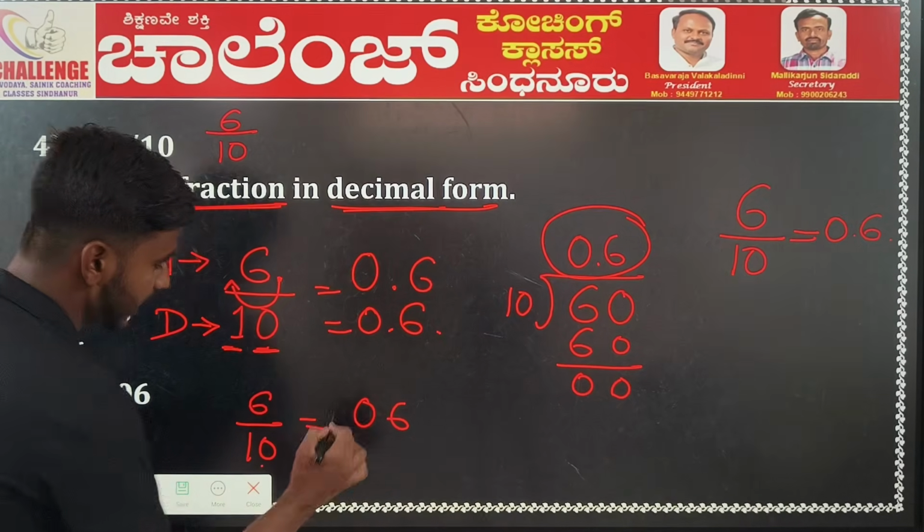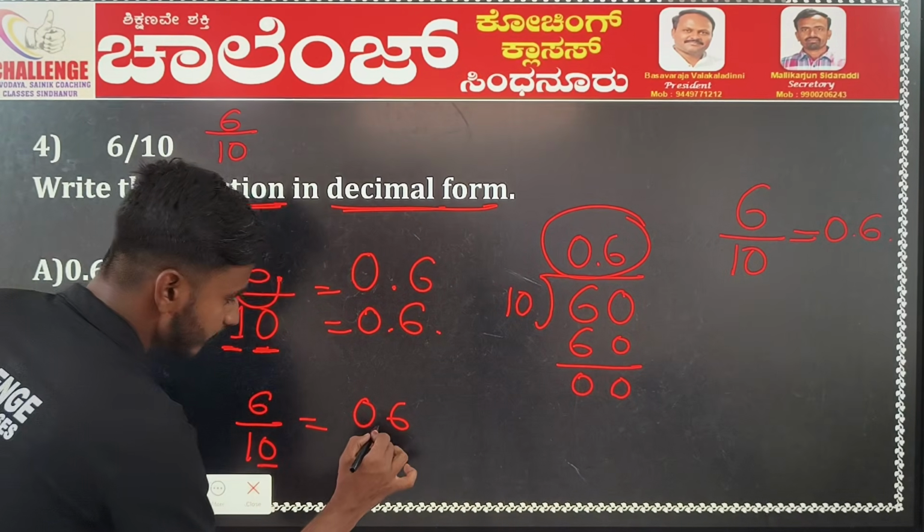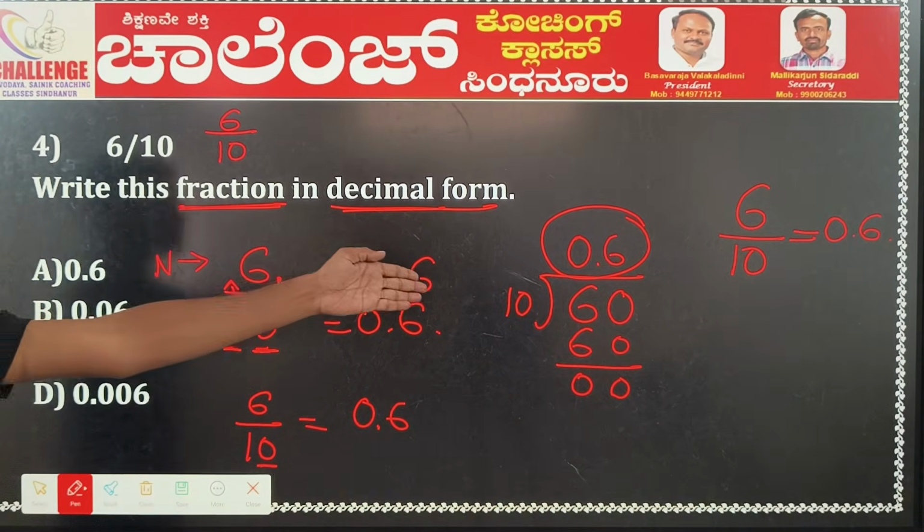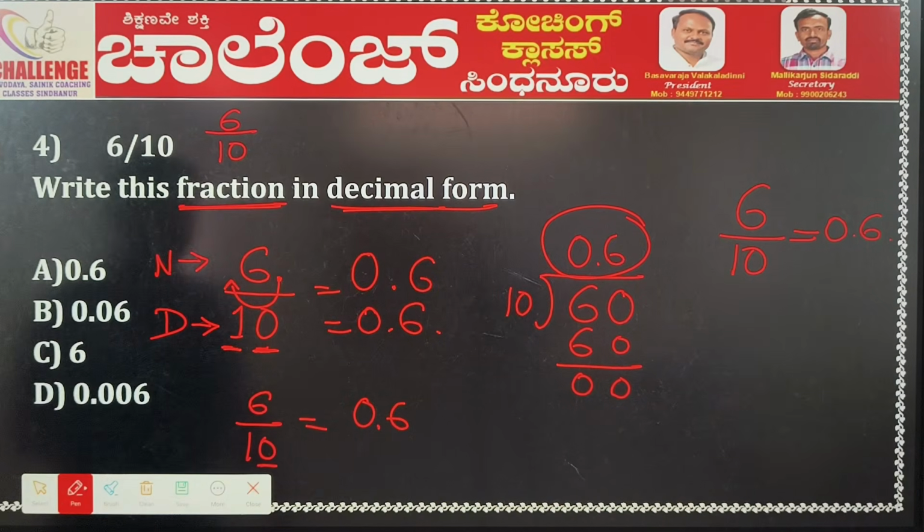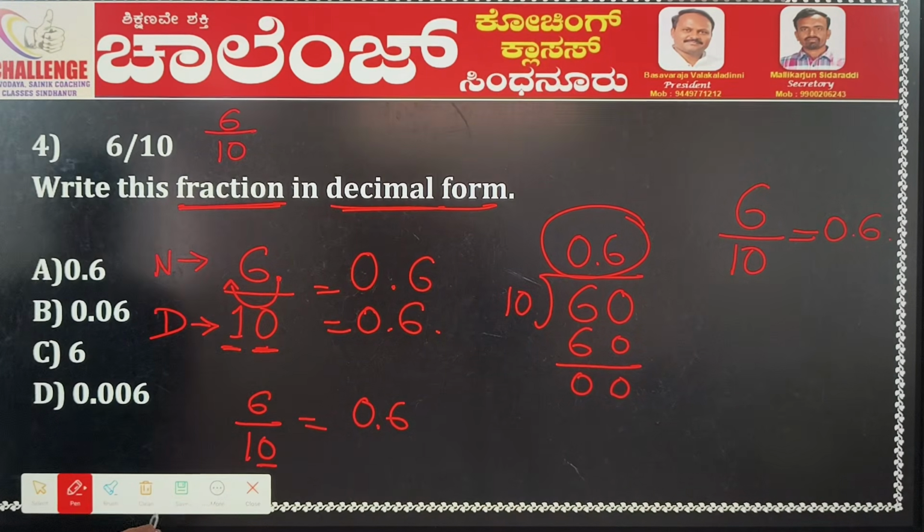Otherwise, 6 divided by 10 is equal to 0.6. Write the 0 here, because there is 1 zero. Put the point here. There are numerous methods that I am telling you. You can follow any method that you want. Okay.